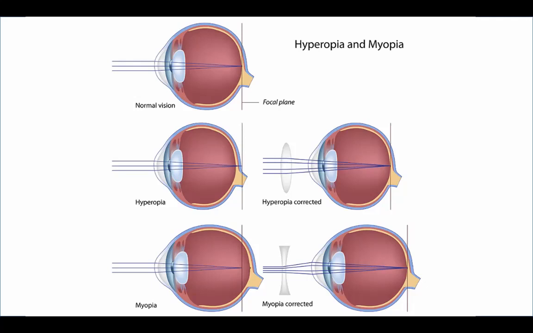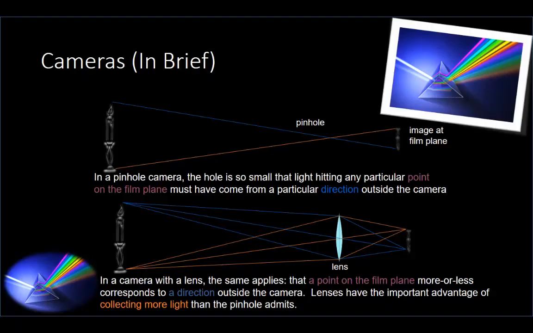This is also a similar technology we use when we create cameras. We use lenses to help us get images. If you've ever seen a pinhole camera, maybe you did this in elementary or middle school, the hole is so small that the light hitting any particular point on the film plane must have come from a particular direction outside the camera.